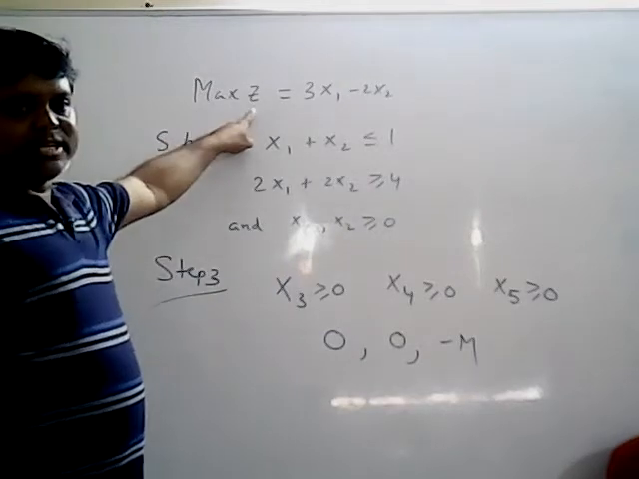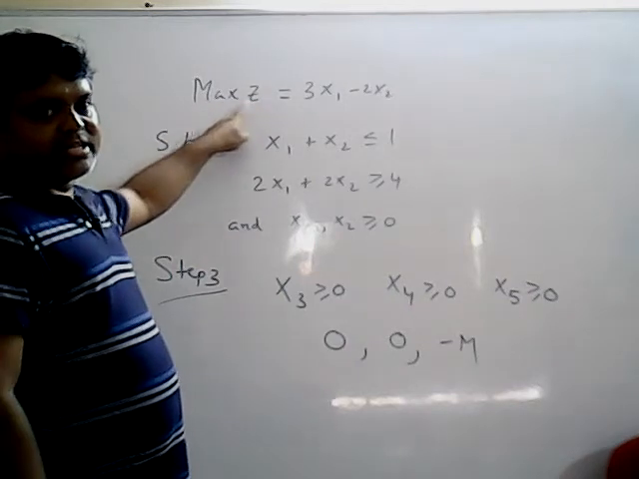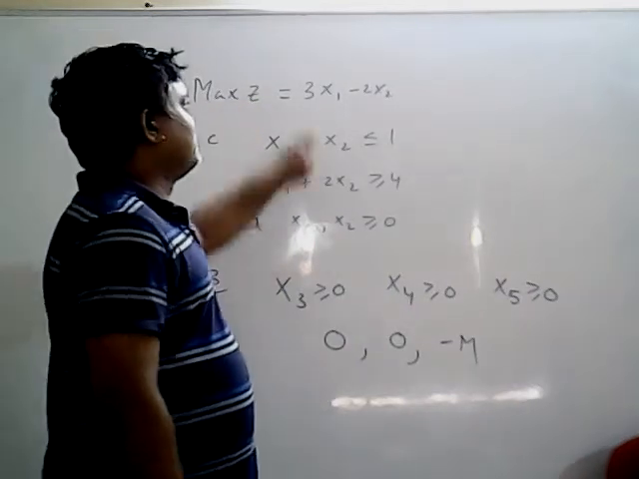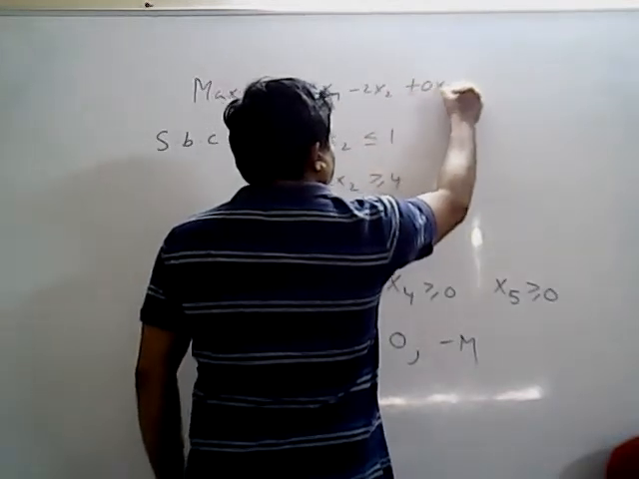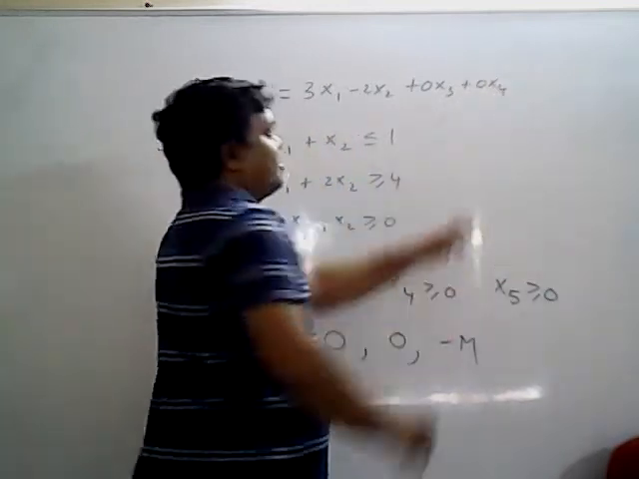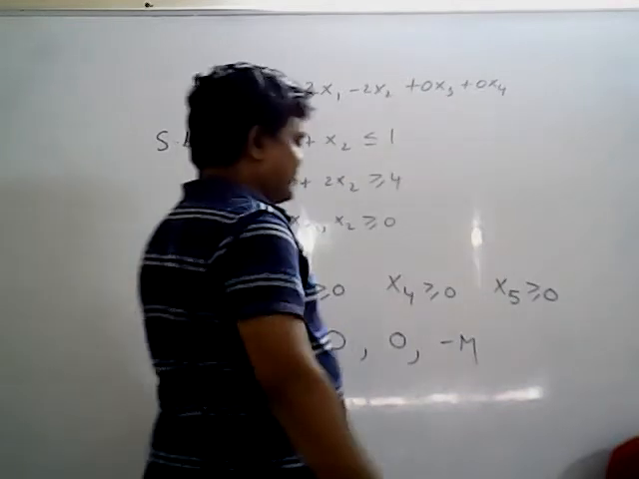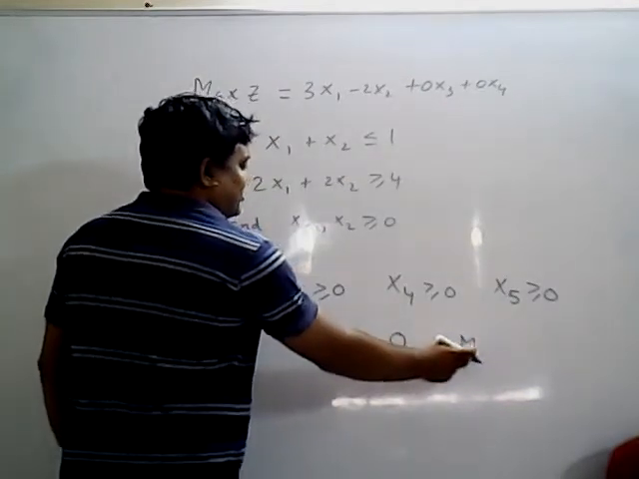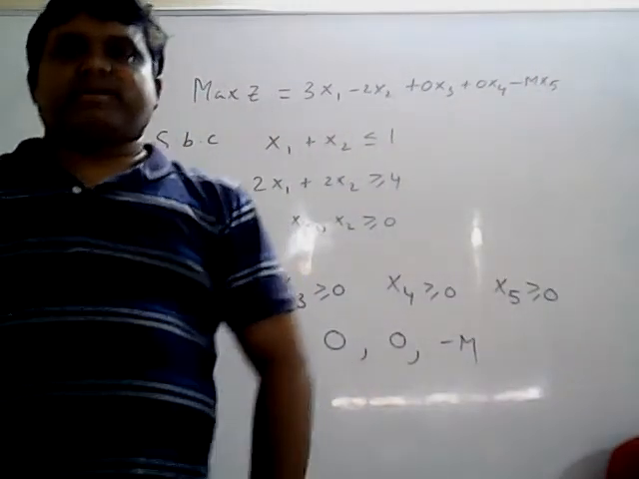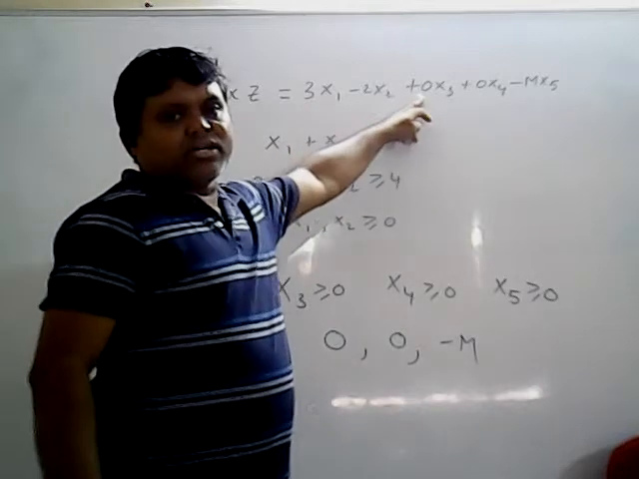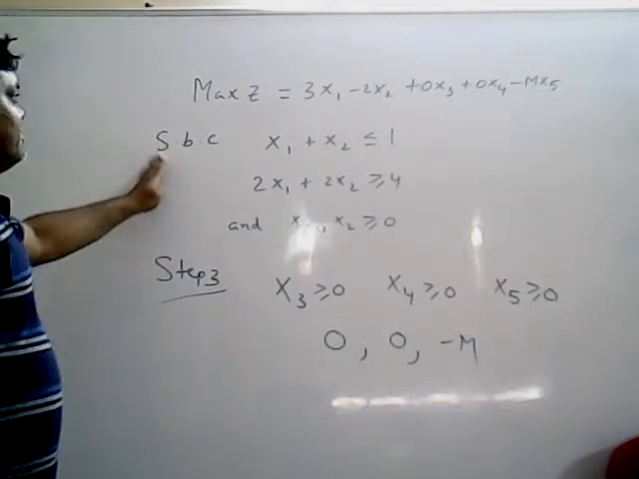Now we get maximum z only. We will not get z star; minimum z is given, so you will convert it to maximum z star. So maximum z equals minus 3x1 minus 2x2 plus 0x3 plus 0x4. If you write minus 0x4 also no problem, 0 has no value. And the artificial variable cost is minus m, so minus m x5. Slack variable 0 cost, surplus variable 0 cost, artificial variable minus m. Okay. Next slide.